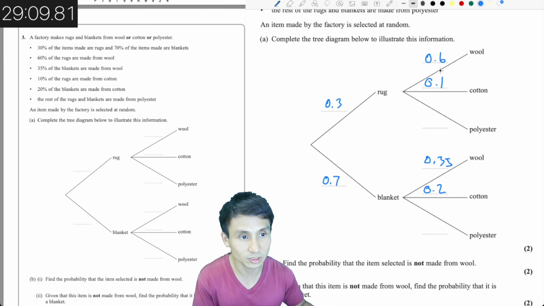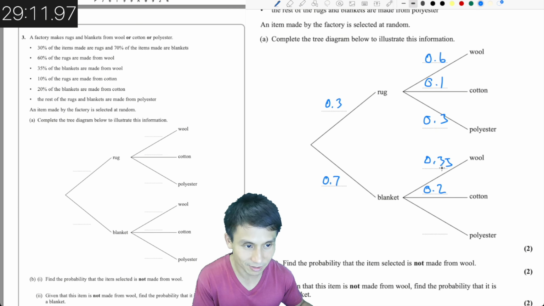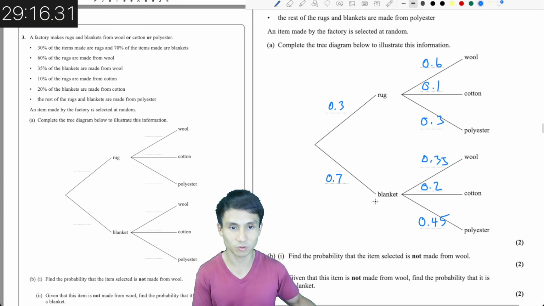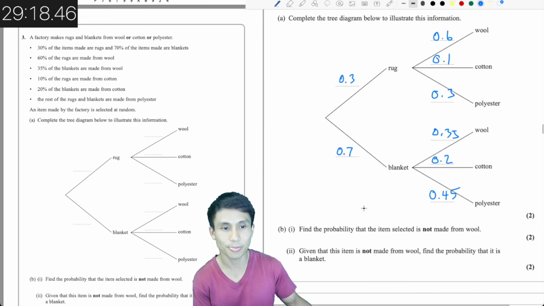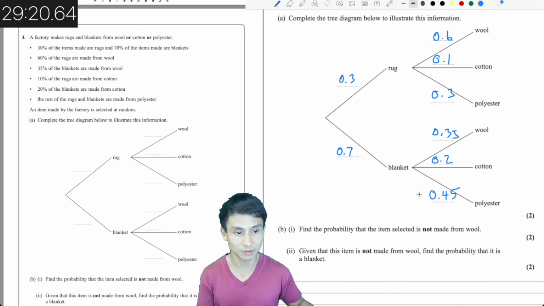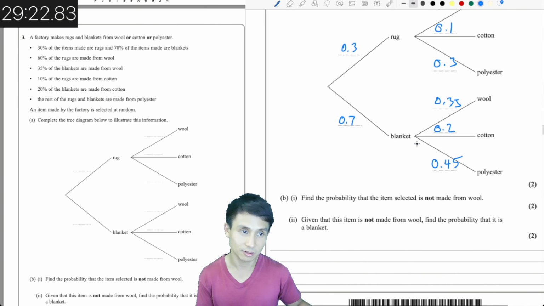So this is 0.3. This is 0.55, so 0.45. All right, so that's done for question A, I hope. If I didn't make any silly mistake there, of course. Just subtract them.